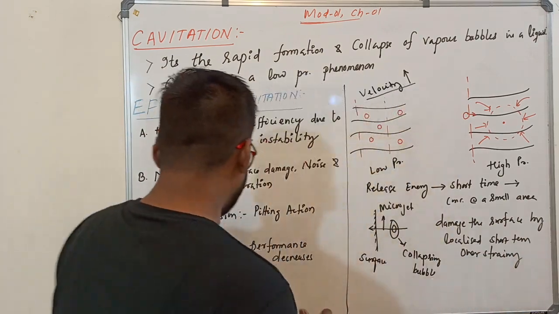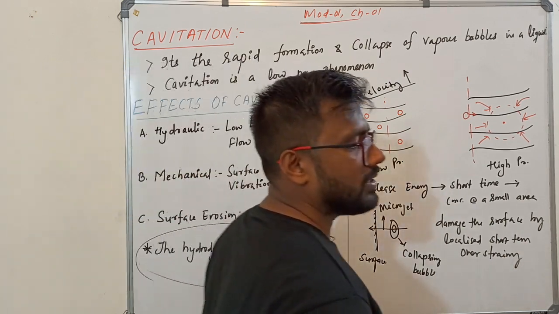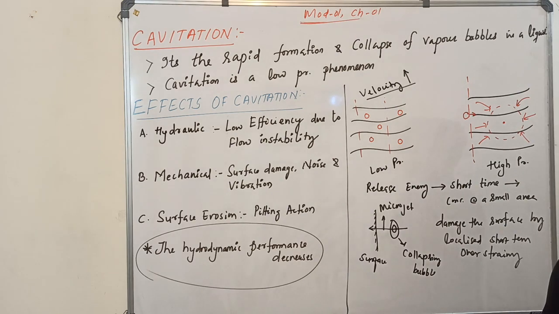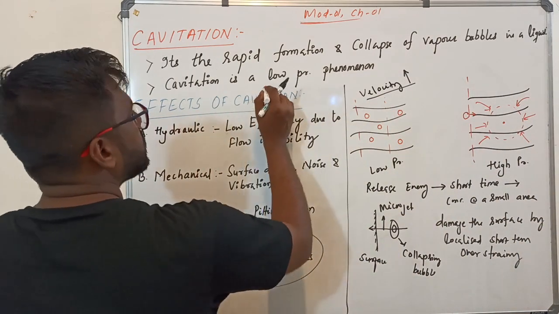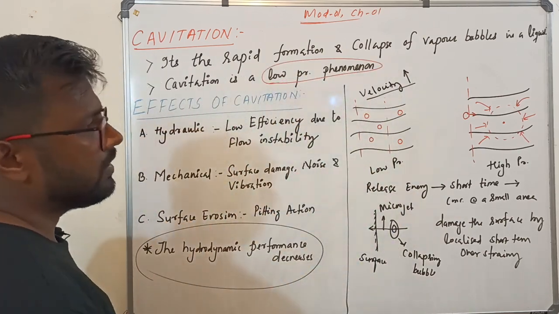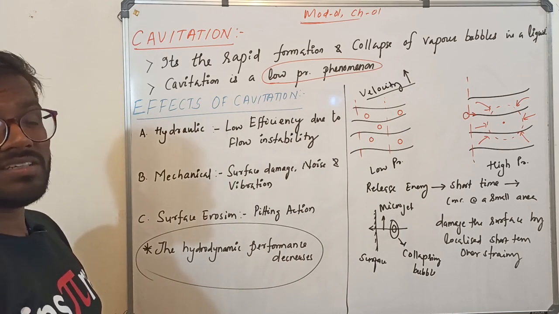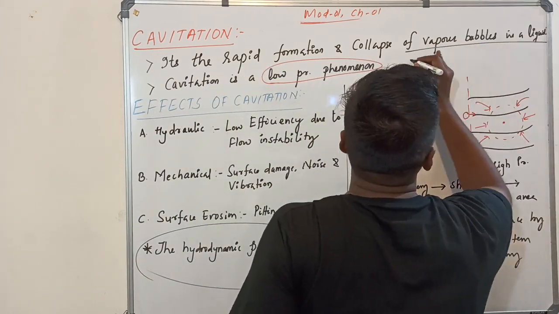And overall, the hydrodynamic performance of your equipment, of your product, is decreasing. Understood? So cavitation is a low pressure phenomenon. This comes in exam. So we have something known as the cavitation number.